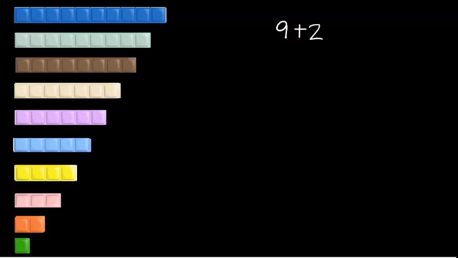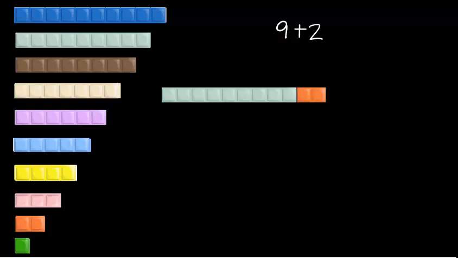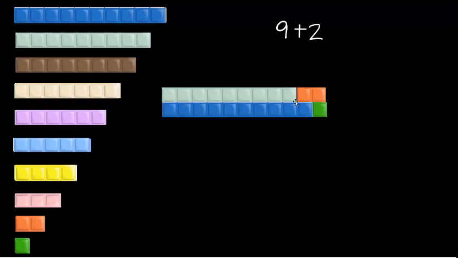So for the first one here, we have 9 plus 2. If we take the 9 block and the 2 block and put them together, we can see what 9 plus 2 will look like. 9 plus 2 is equal to 11. So we can see the 9 and the 2 is equal to a 10 and a 1.